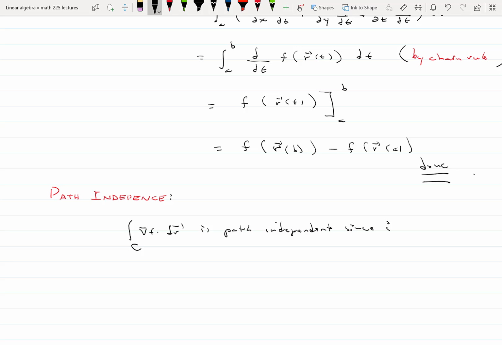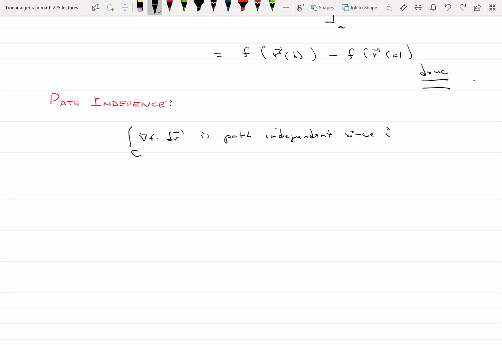Since its value only depends on the endpoints of the path, and not the particular path to get between those two endpoints. Doesn't matter what the shape of the curve is, as long as it's a smooth curve. Doesn't matter what the shape of the curve is between t equals a and t equals b. That integral equals the same thing. Okay.